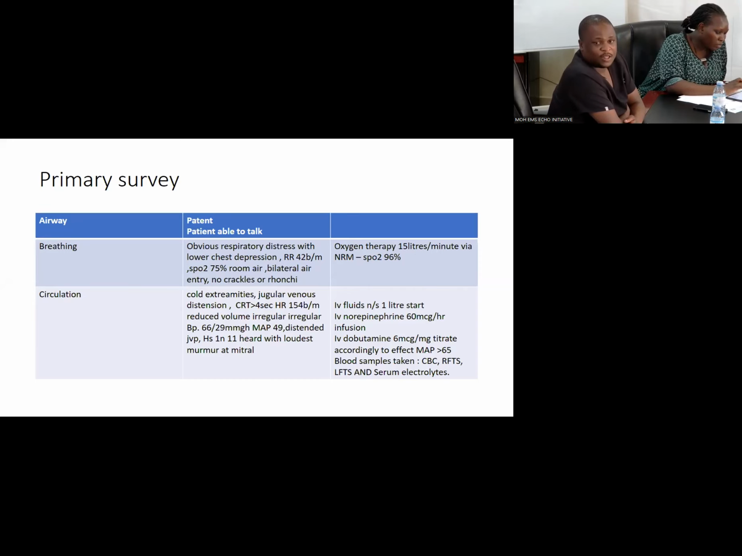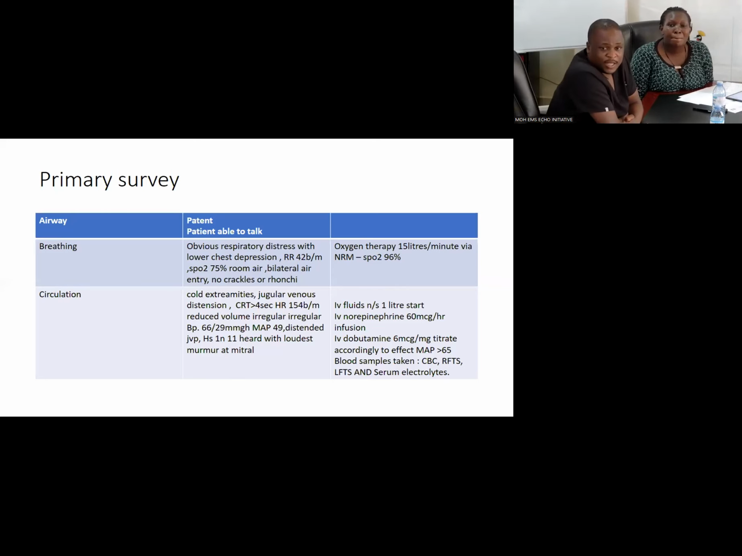On circulation, she was in shock with cold extremities. She had distended jugular veins. Our capillary refill time was delayed, more than 4 seconds. She was tachycardic at a rate of 154 beats per minute, of reduced volume, and it was irregular. She was hypotensive with a BP of 66 over 29 millimeters of mercury, with a MAP of 49 millimeters of mercury, with raised JVP. However, heart sounds were heard with a murmur at the mitral area.